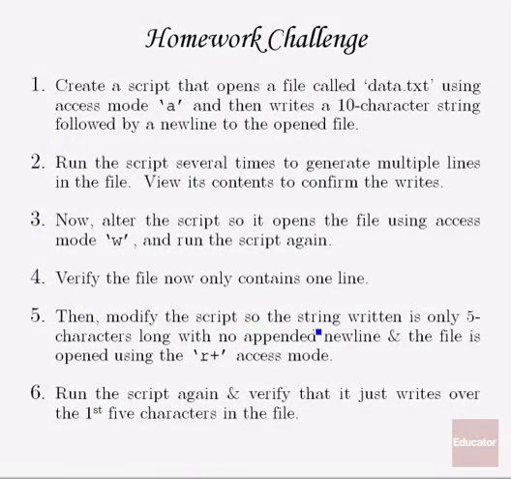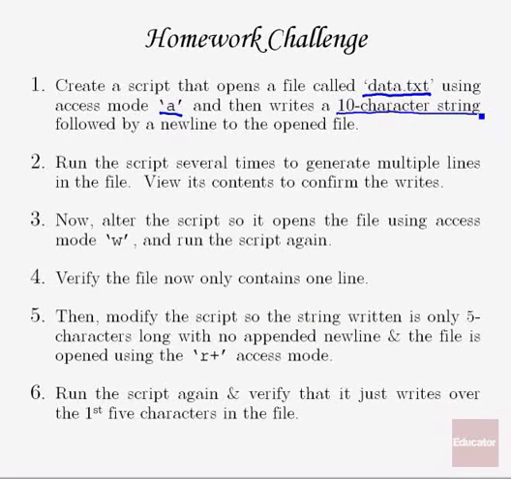So for the homework challenge for this lesson, I want you to create a script that's going to open a file called data.txt, and I want you to open the file using fopen with the A access mode. As we just learned, that means the file doesn't have to already be created, and I'd like you to set it up so that it's not already created. Then I want you to write any random 10-character string to the file, followed by a new line. So open the file, write a 10-character string to it, close the file.